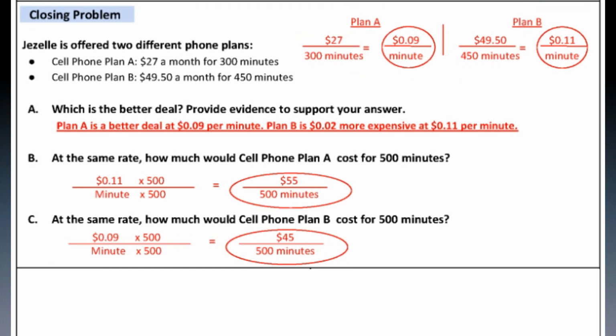All right. Part B says, at the same rate, how much would it cost for 500 minutes? It would cost $55. We do 11 cents times 500. And then C, it would cost $45. Pause, check your work, fix any mistakes.